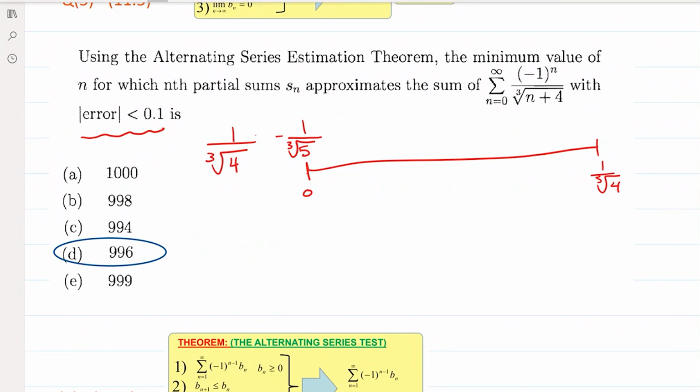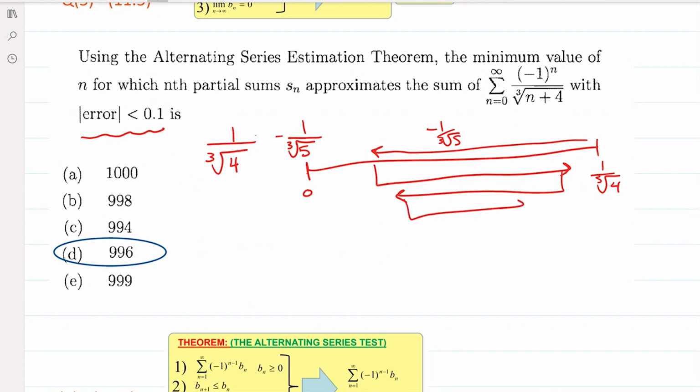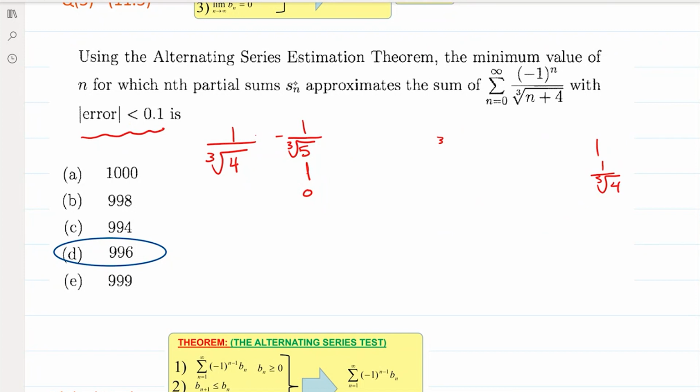So what does this minus mean? It means you subtract another distance here. The second distance will be minus 1 over the cube root of 5. The next one will be positive. You will move like that, and each time you will decrease this distance. He asked at what term this distance will be less than 0.1. This is the idea.